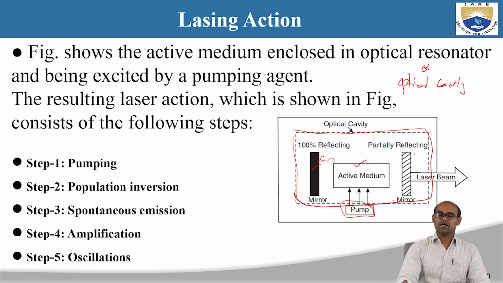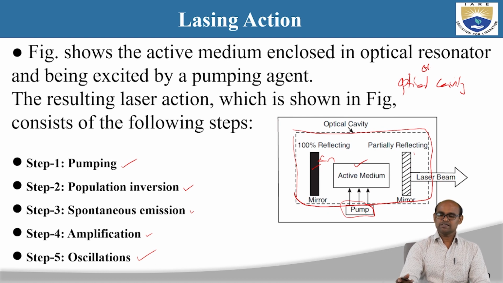The 5 steps involved in a laser system that will give us a laser beam as output are: step 1 is pumping, step 2 is population inversion, step 3 is spontaneous emission, step 4 is amplification, and step 5 is oscillations. So the 5 steps involved in a lasing action are pumping, population inversion, spontaneous emission, amplification, oscillations.